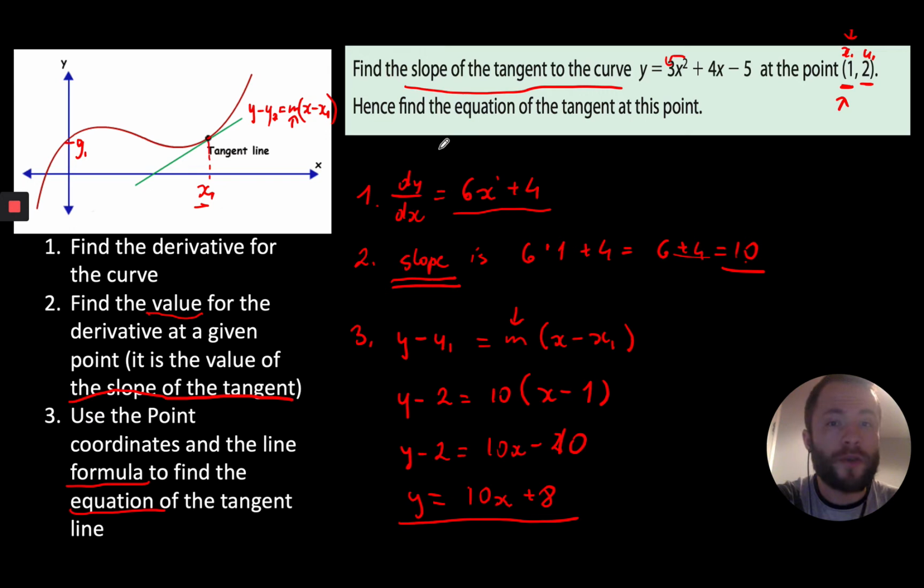And because I know the slope of the tangent at that point, I can find the equation of the tangent, which is the last part of the problem, by using the line formula: y minus the y coordinate of the point equals slope times (x minus the x coordinate of the point). I put the values in and get the equation of a line, which is the tangent line at this point. Okay, let's take a look at another example.